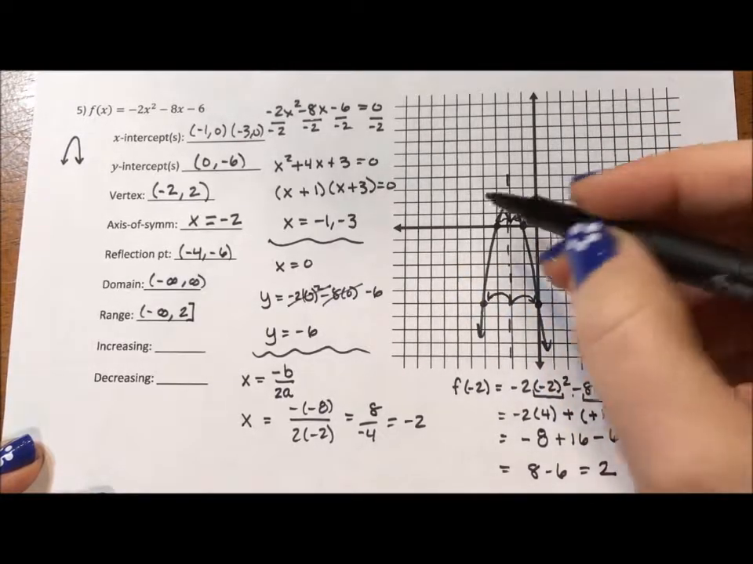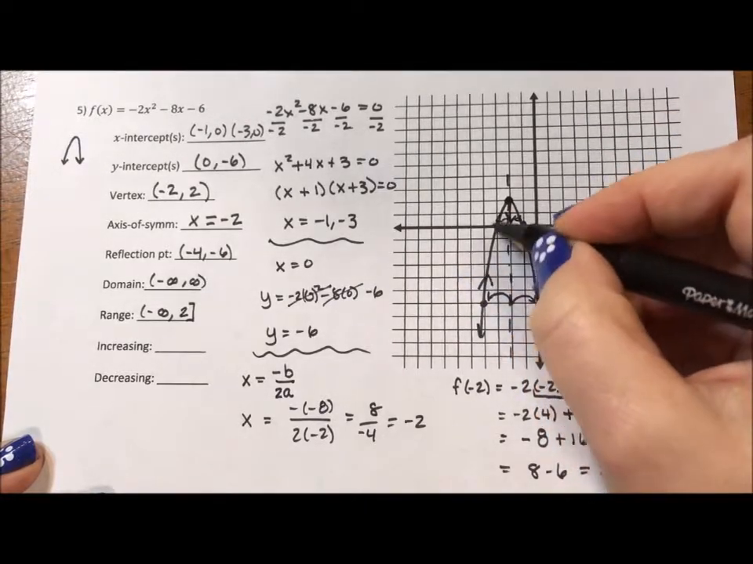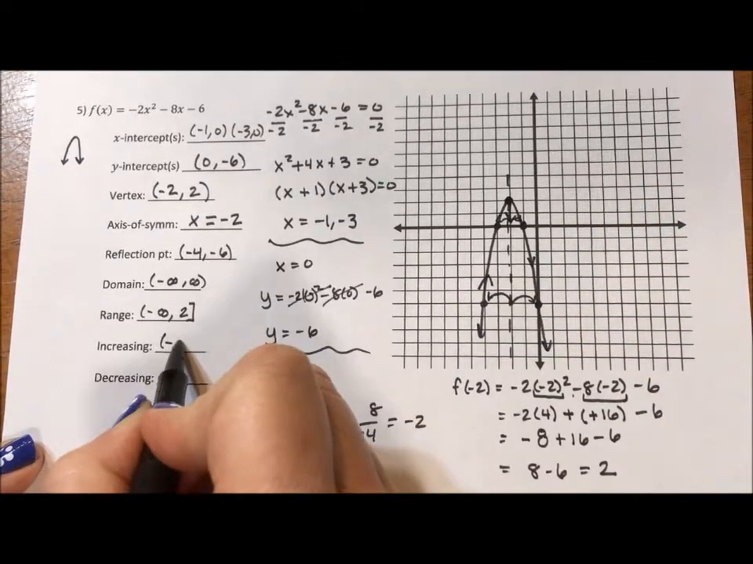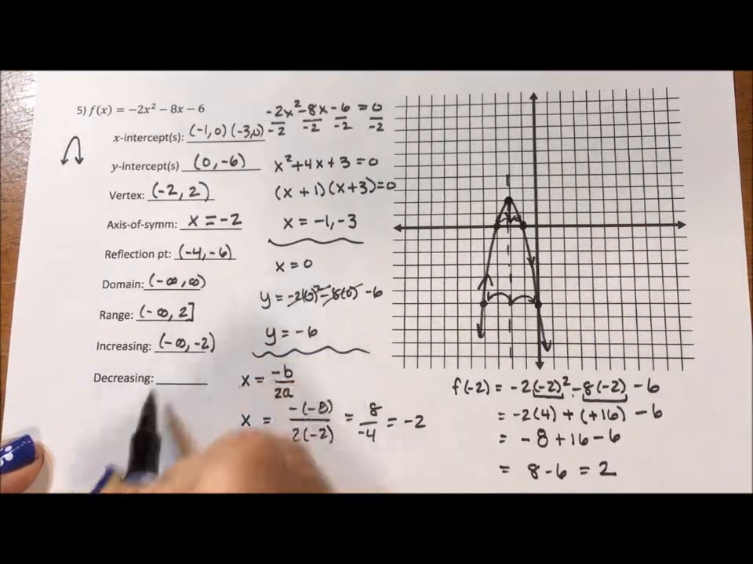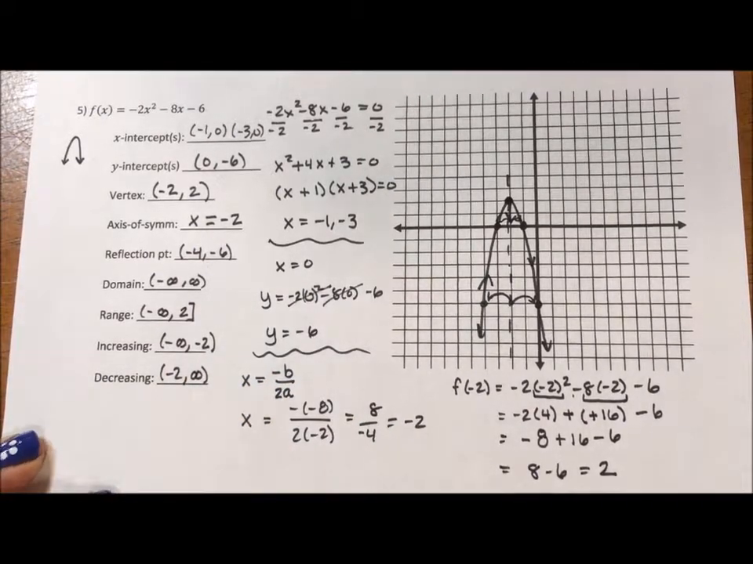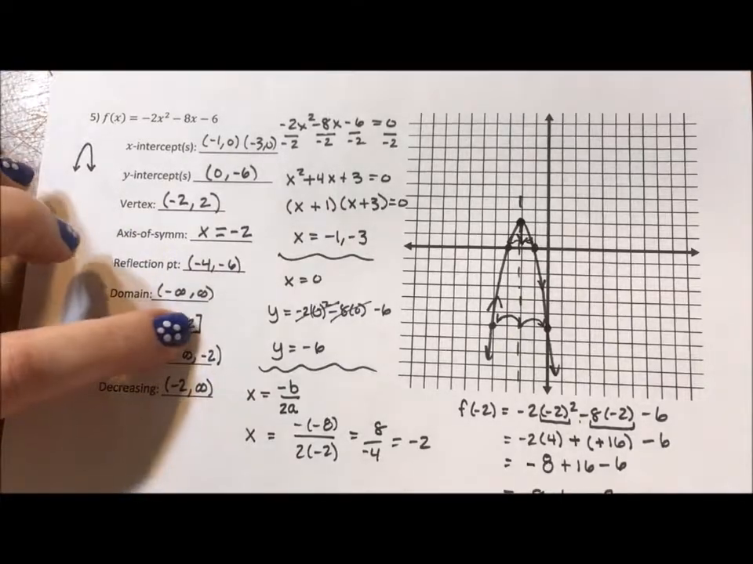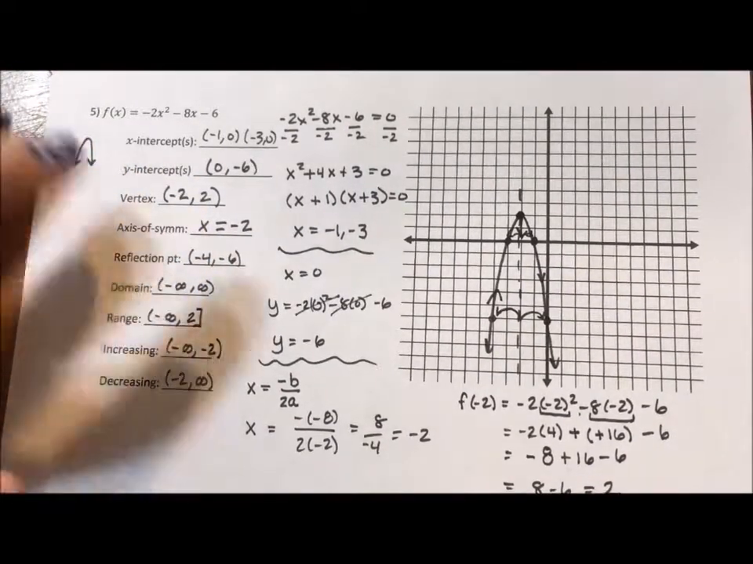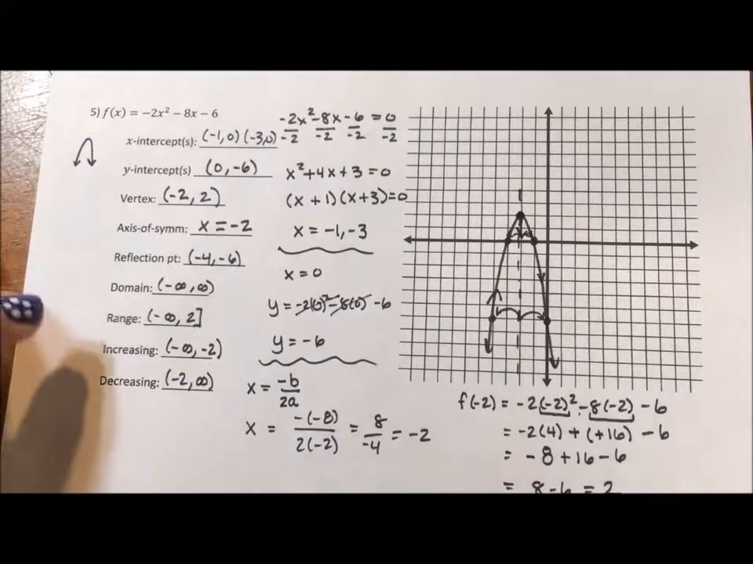If we read our graph from left to right, our eyes travel up to the top of the hill and then down, which means we are increasing from negative infinity to negative 2, and we're decreasing from negative 2 to infinity. A few pointers. Our range has a bracket because 2 is part of the graph. 2 is an actual value, so we use a bracket to indicate that.